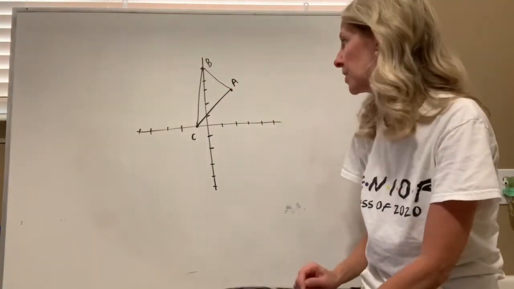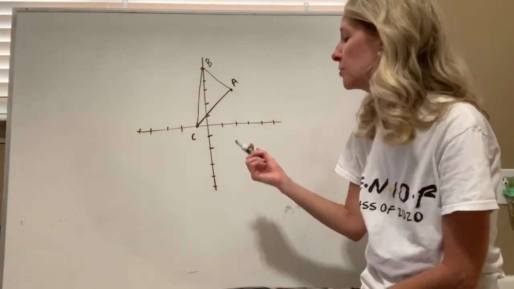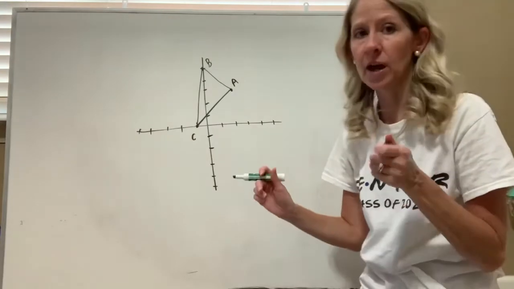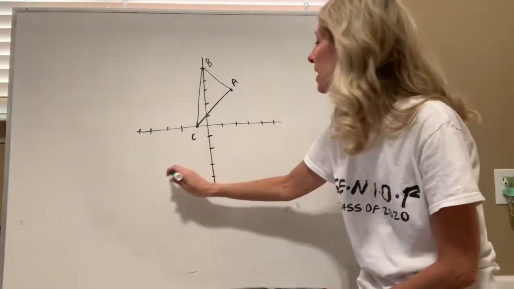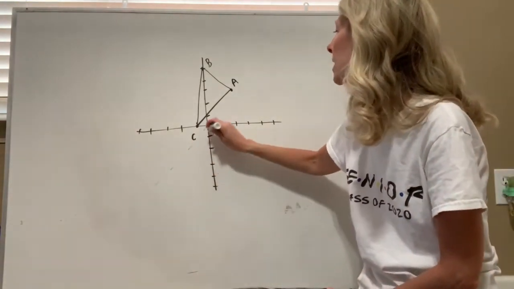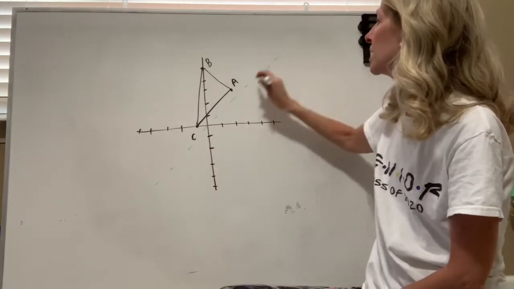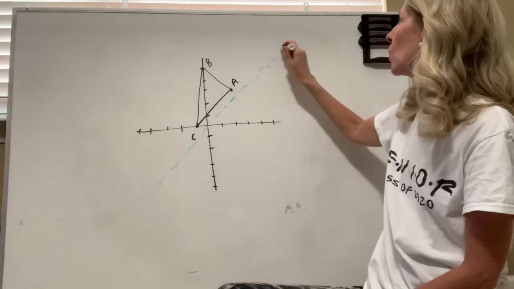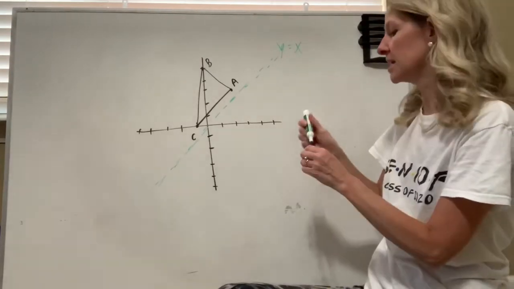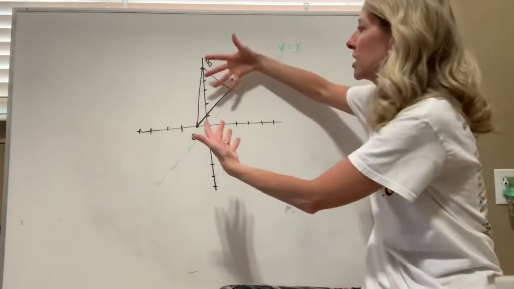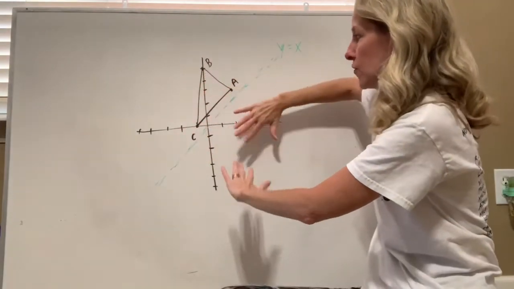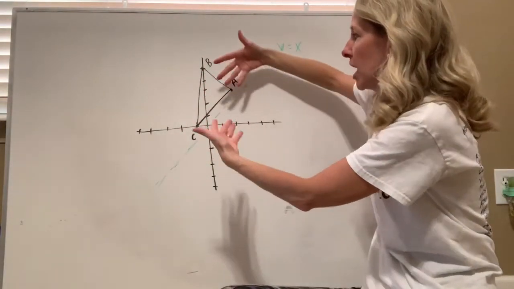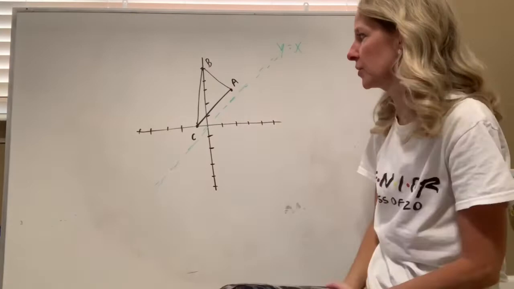If we want to reflect on y equals x, you may say, what is that line? Think y equals mx plus b. It has a slope of 1 and a y-intercept of 0. So this green dotted line right here, this would be y equals x. Meaning what we're trying to do is take our triangle and flip it over that line. And so imagine folding your paper on that green line.